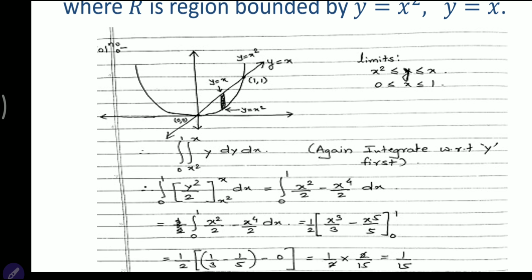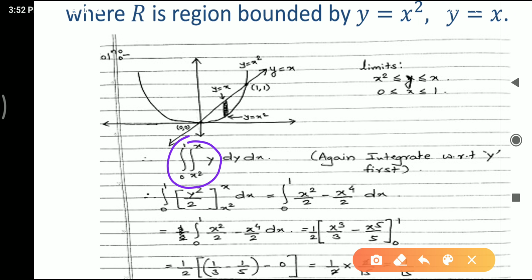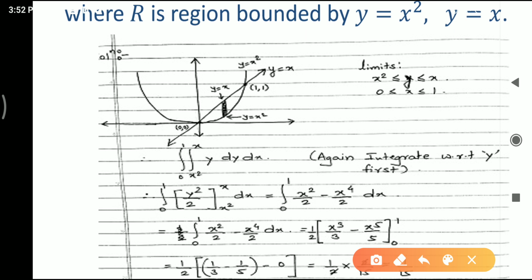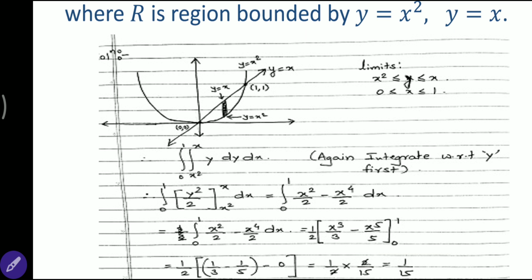Now we have all the limits. We put those limits over here, 0 to 1 and x square to x. Since we have considered a strip parallel to the y-axis, we have to integrate with respect to y first. So the integration of y will be y square by 2. Then we put the limits over here. When you put the limits and simplify, you are going to get the answer as 1 by 2 into 2 by 15. The 2 will get cancelled out, and the final answer will be 1 by 15.